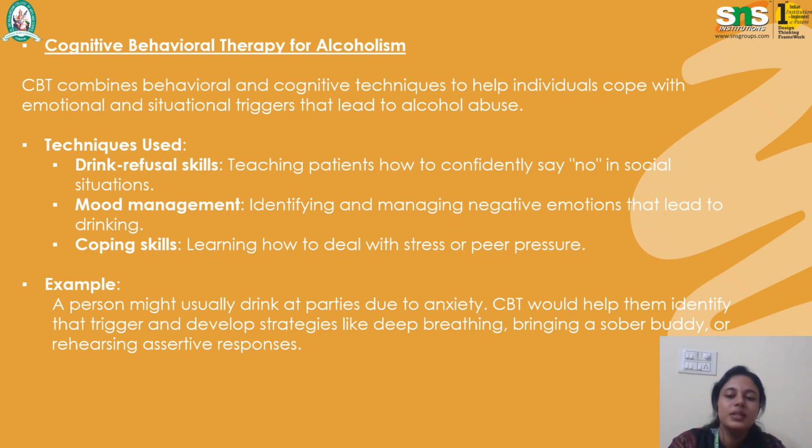The next one is coping skills. We can teach them how to deal with stress and other social triggers which lead to these habits. For example, a person might usually drink at parties due to anxiety. The CBT technique would help them identify those situational or social triggers. We can teach deep breathing, calming their body, and rehearsing assertive responses. Assertive responses are nothing but saying no to those substances. So we can use these three common techniques in CBT.